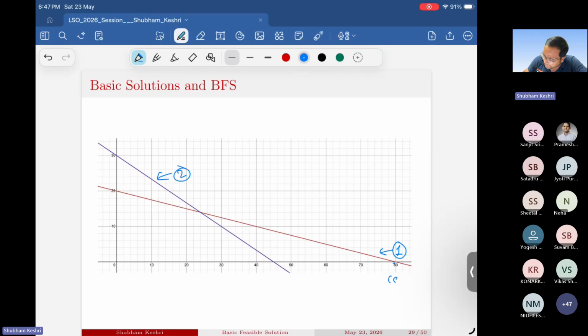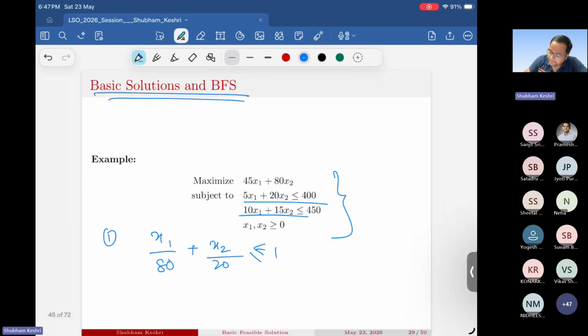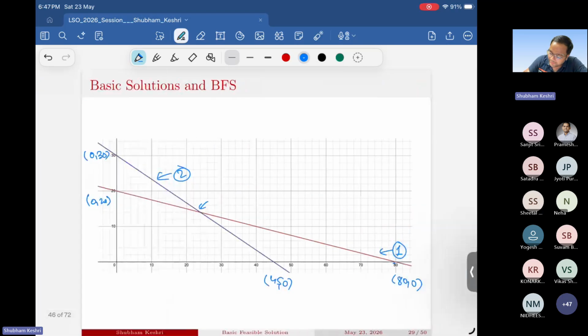So this is 80, 0. This is 0, 30. This is 0, 20. This is 45, 0. And you can just solve this by plugging in equality, and you will obtain this as 24, 14. So I've just drawn the feasible region, and we'll come back to it once we see the values of the basic solutions and basic feasible solutions. So this is the feasible region for this LP. We'll come back to this slide again.